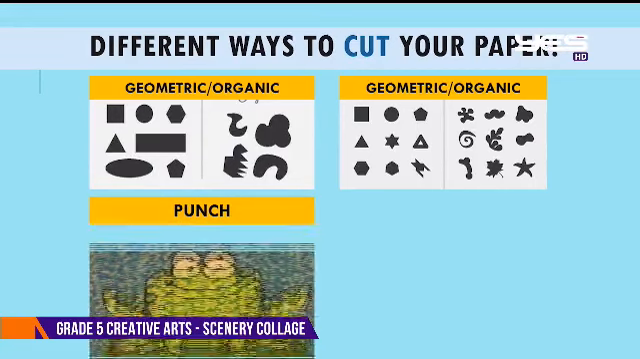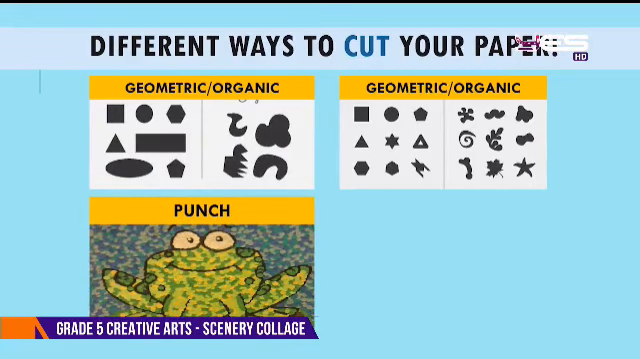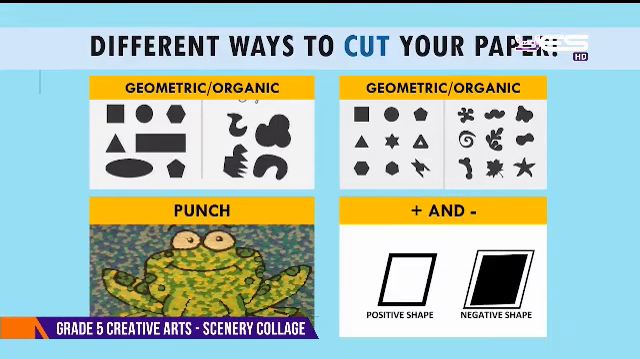Second is the punching method. You can use a puncher if you have one and punch out the colors you want. It'll create a nice texture in your collage. Third is the positive and negative shape. You can use the shape you cut and the remaining piece of the shape to make your collage as well. You can keep these three methods in mind when you make your own collage.